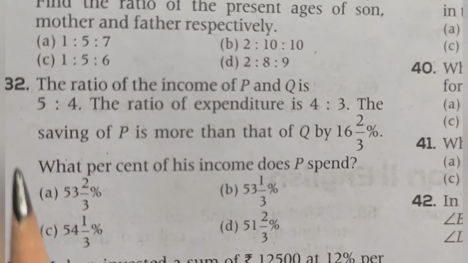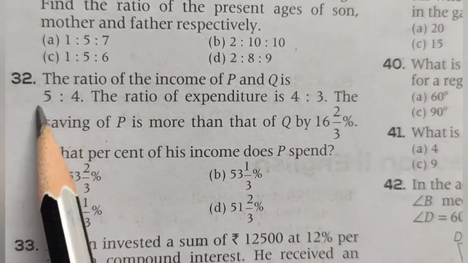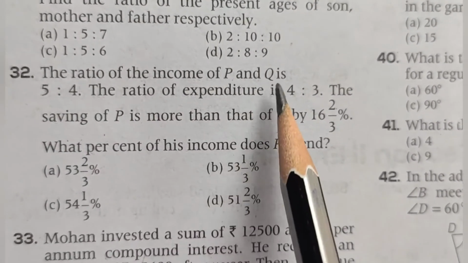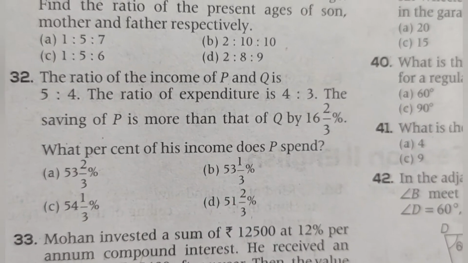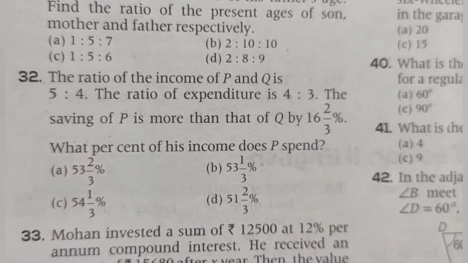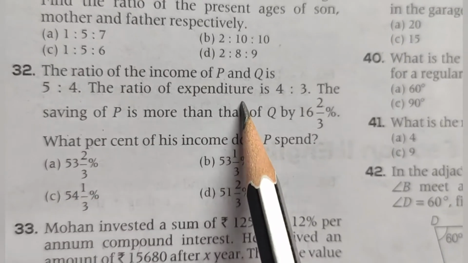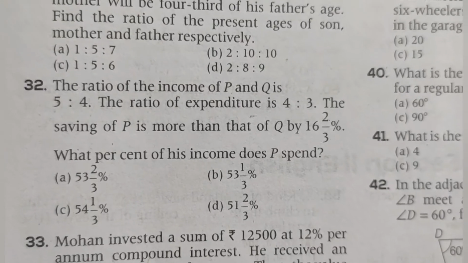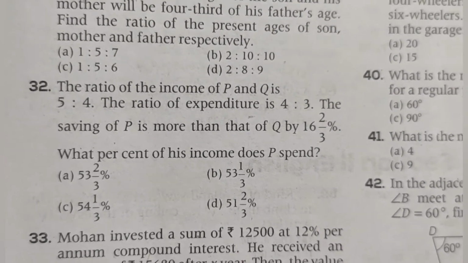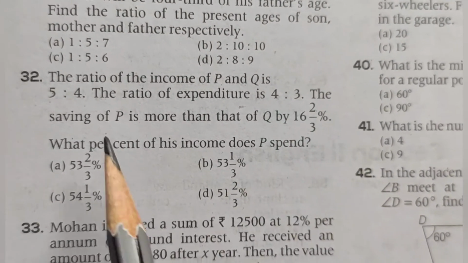This sum is really complicated, please listen. The ratio of the income of P and Q is 5 is to 4. Income, so income we can take it as x. So, 5x, 4x. The ratio of expenditure, spending, is 4 is to 3. We shall take expenditure as y. So, we get 4y, 3y.